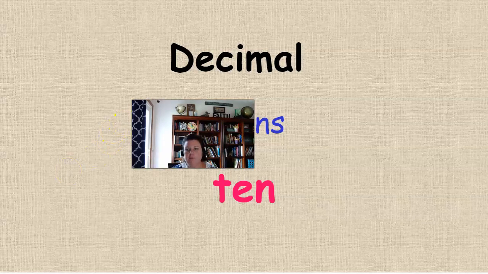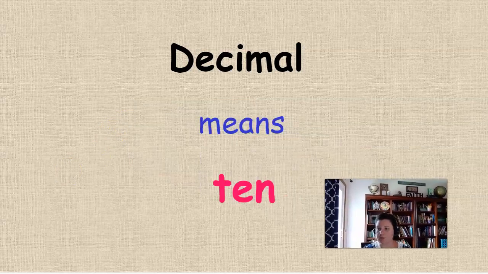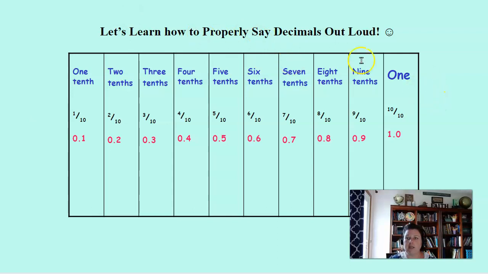So, first off, decimal means 10. If you want to say decimals properly out loud, you can hear it sounds just like a fraction. Okay, so 0.1 as a decimal is the same as 1/10 as a fraction, and written in words is one tenth. Notice the TH sound.